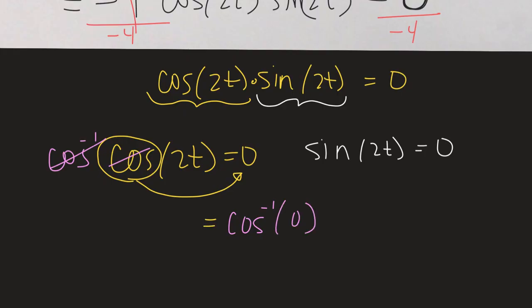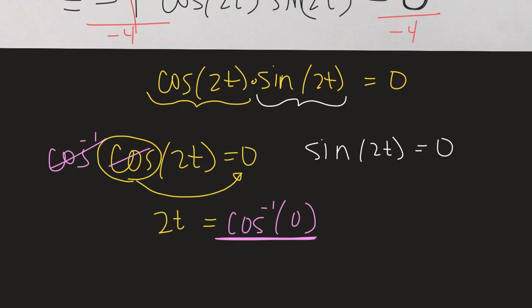Okay, so you move the cosine over, because our 2t is in parentheses. You can't divide by 2. No, you don't ever do that out of parentheses. So we move our cosine. Okay, now this is asking us at what angle is the cosine equal to 0?